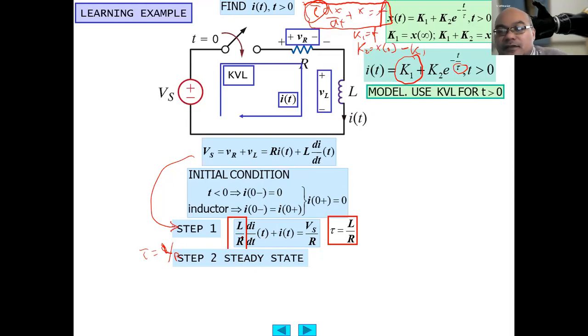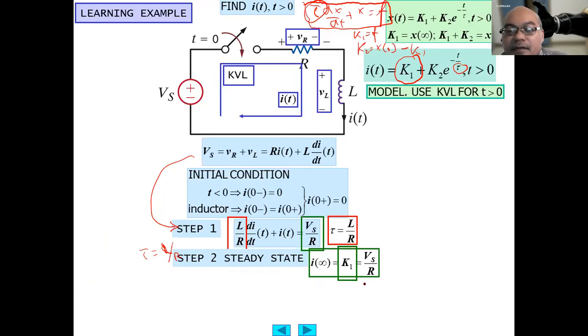And if we go to the differential equation, when t approaches infinity, when it is steady state, there is no more change of current with time. So di/dt will be equal to 0. If di/dt equals 0, then I(t) equals Vs over R, which equals K1. So it means K1 equals Vs divided by R.